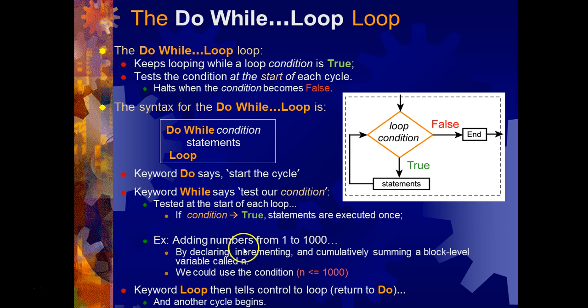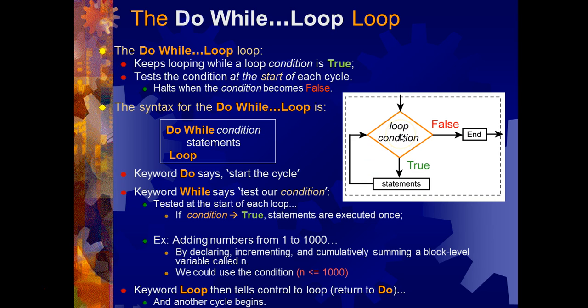The example is adding the numbers from 1 to 1,000 by declaring, incrementing, and cumulatively summing a block level variable called n. We could use the condition n is less than or equal to 1,000. We want to sum from n equals 1 to 1,000. We want to sum the numbers from 1 to 1,000. We could use this condition, and we could write a loop.